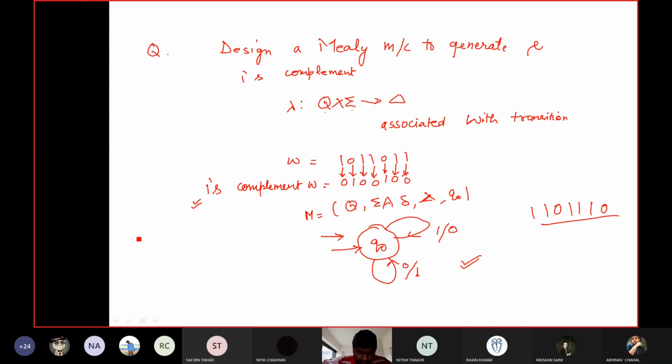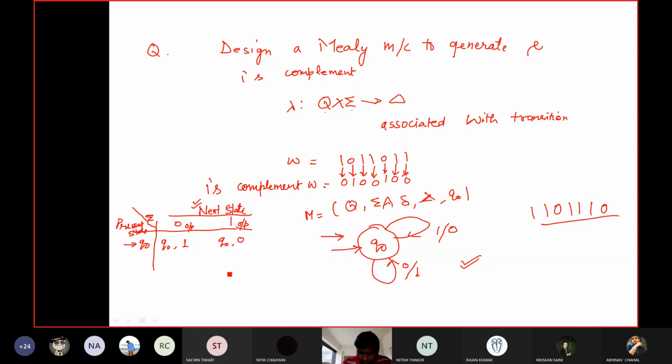And draw the diagram and transition table. In the transition table there is only one state Q0, and we have to apply 0 and 1. On 0 it goes to Q0, and the corresponding output is 1, and on 1 Q0 goes to Q0 and the corresponding output is 0. So this is the next state, this is the present state, this is sigma, that is the input symbol, and this is the output associated with it.